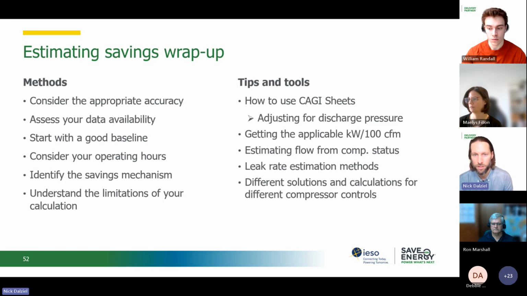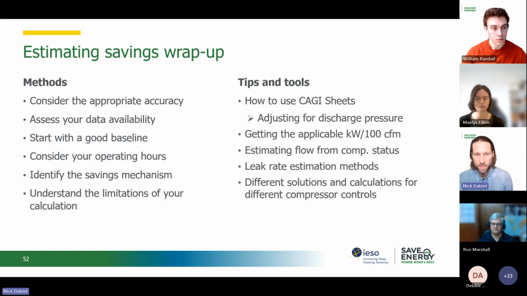Tips and tools that we hope you're taking away with you include the availability of the CAGI data sheets, if you weren't aware of them, but in all likelihood most of you were. But hopefully you picked up some tips on how those sheets can be made most useful and the importance of making sure that you're adjusting for the discharge pressure. Another point, which comes back to limitations, is that when you're using specific power to calculate savings, make sure you're using the effective specific power as opposed to just the rated specific power of that compressor or the system.